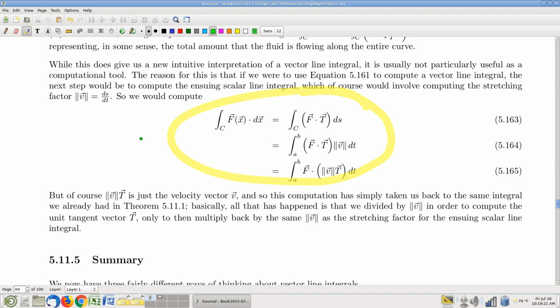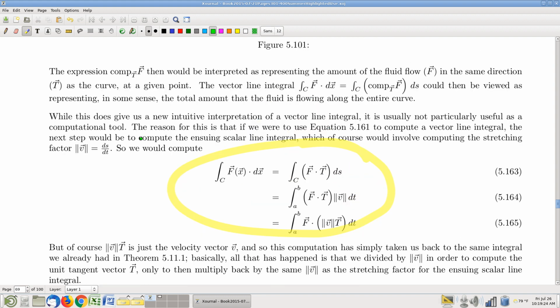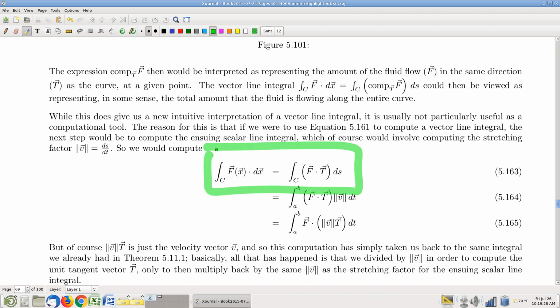Okay. Now, computationally, is this a good thing? The fact that I've rewritten our new vector line integral in a form that kind of makes it look sort of like a scalar line integral, new concept, we're rewriting kind of like an older concept, is this good news computationally? And I say no, this is almost irrelevant computationally. And let me just show you how this plays out.